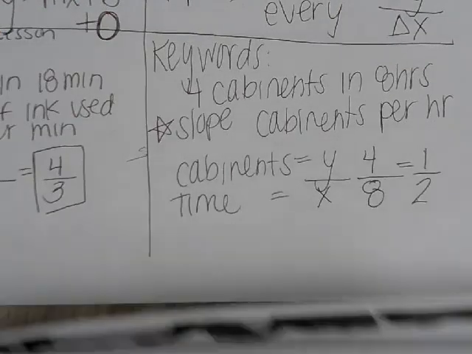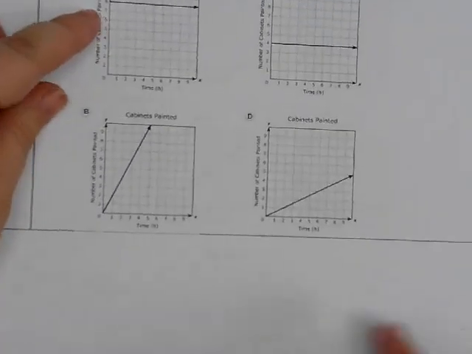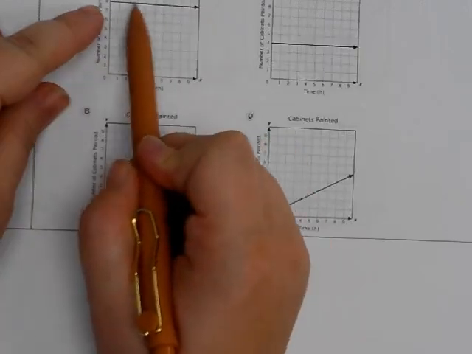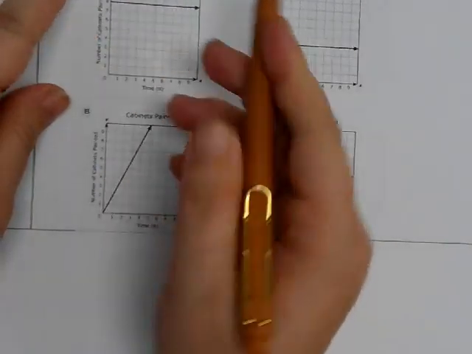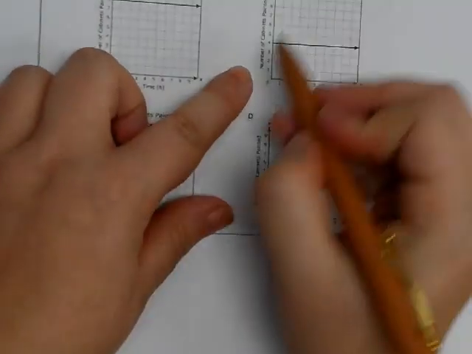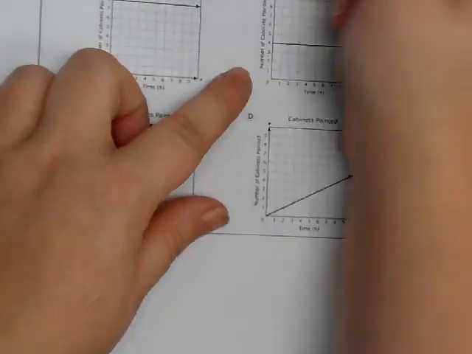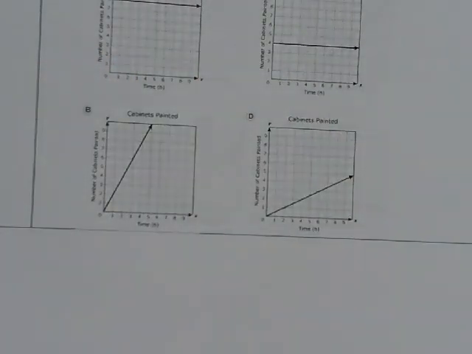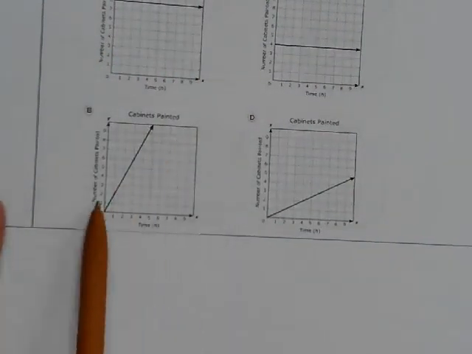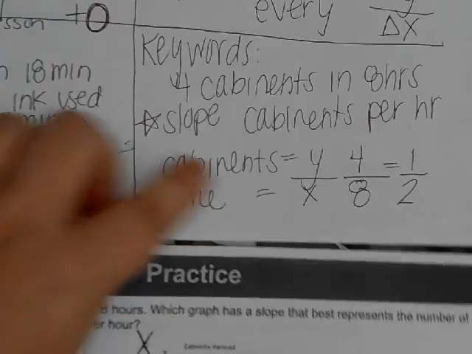So let's look at our graphs. It cannot be A because that's not what it's saying. Same thing for C. Again, I want slope, so I know that it's going to be linear, which means that it's either going to be going up or going down. But because it's a positive 1/2, it's going to be going up, right?